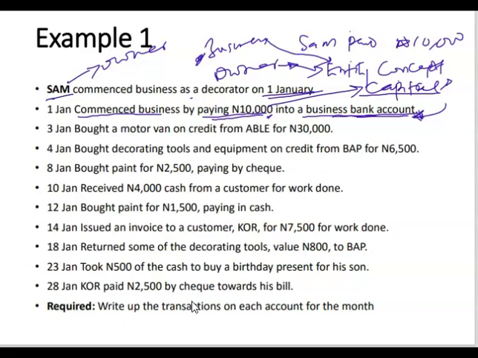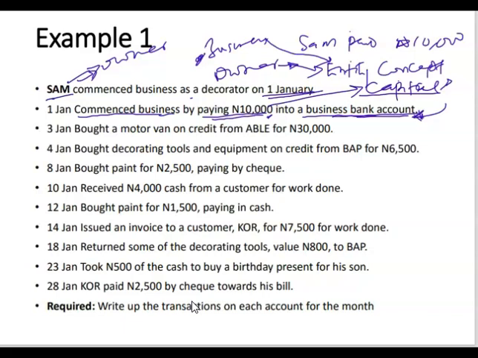Don't forget that though this 10,000 naira came from Sam, Sam is different from the business. For Sam to have released the 10,000 naira into the business, Sam is saying that though I am different from my business, the business is owing me 10,000 naira that I have introduced into it as capital. The business is expected to pay Sam back the sum of 10,000 naira. Even if this business is to collapse or is to wind up today, Sam is expected to get back his 10,000 naira, giving it to the business.